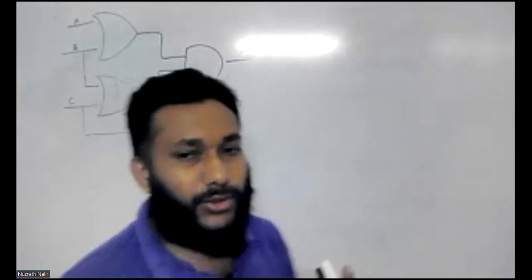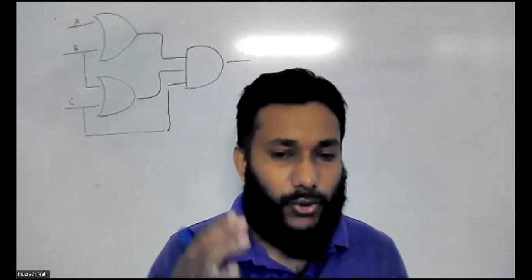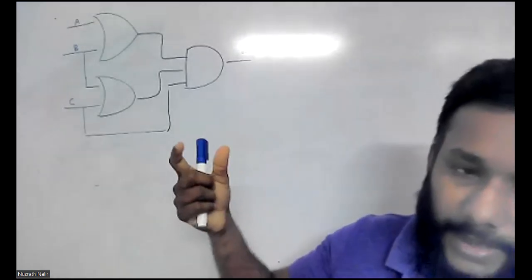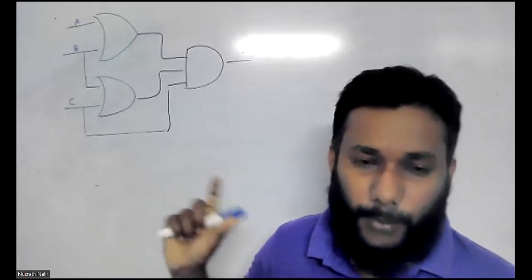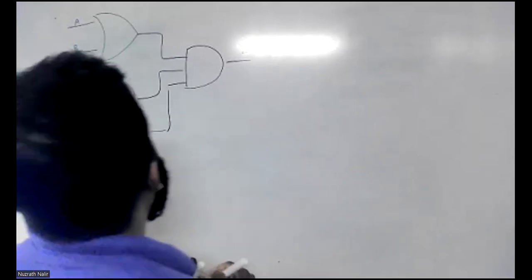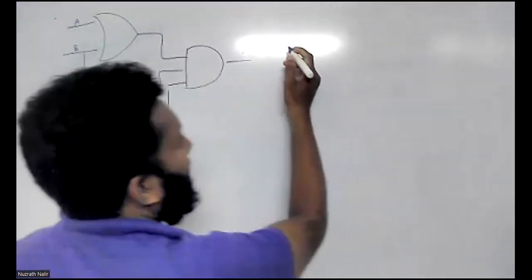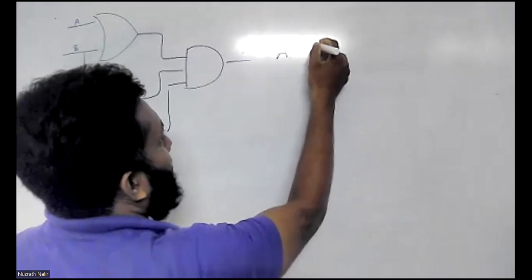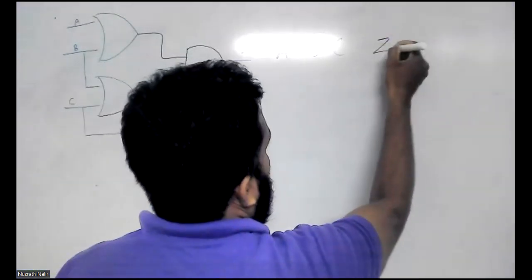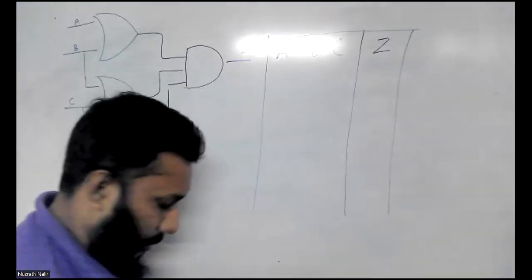But the truth table concept is very easy. The problem is Karnaugh Map SOP and Karnaugh Map POS. This is a concept that I want to mention. Here, what we are going to do: A, B, C. How many inputs are there? A, B, C, and Z is the output. So this is your truth table style.